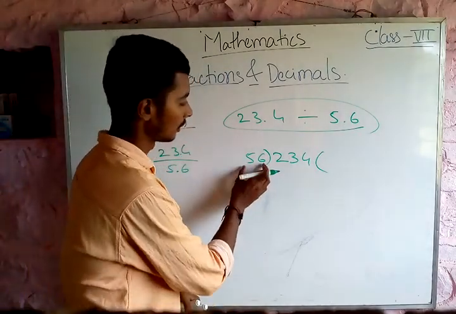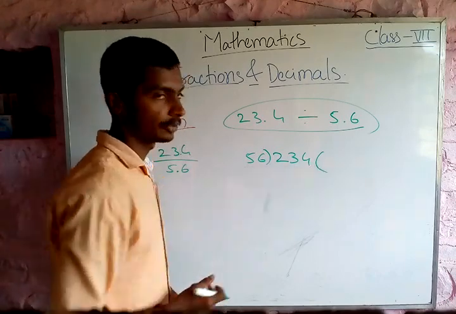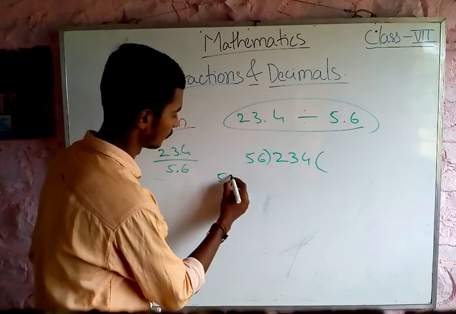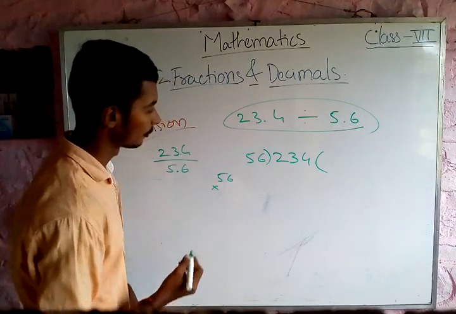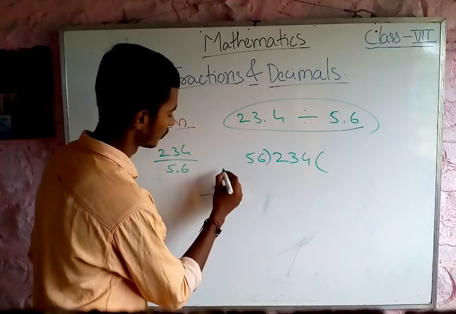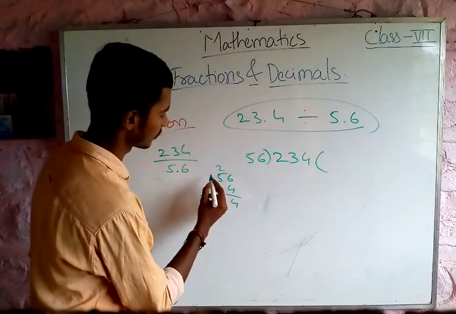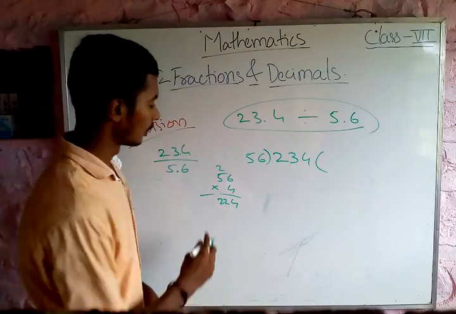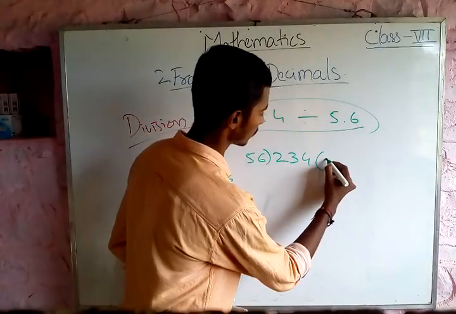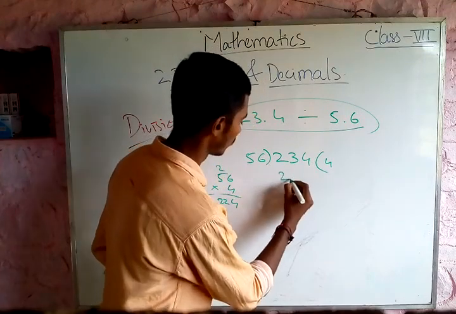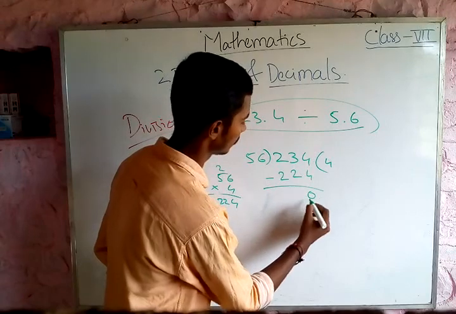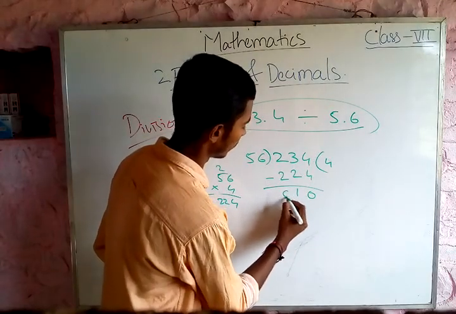Now see here, 56 when multiplied with what number will we get this? We will try 56 into 4. 56 4s are 24, 4 5 is 20, 22. If we make it 5, it will be bigger than this. So 56 into 4, we will get 224. The subtraction will be 0, 1 and 0.